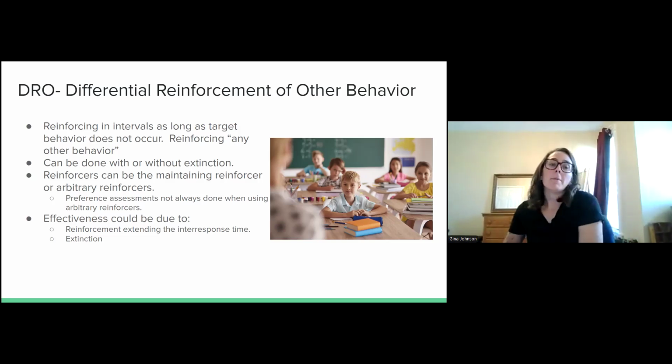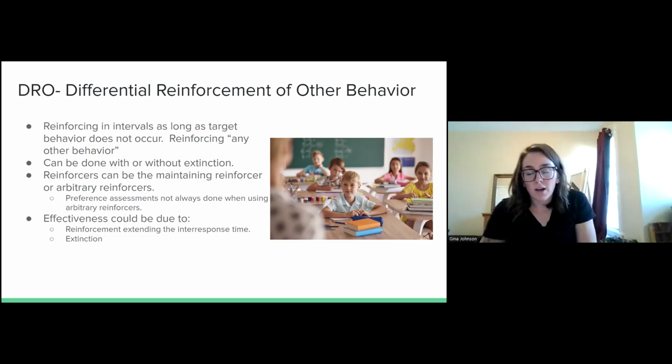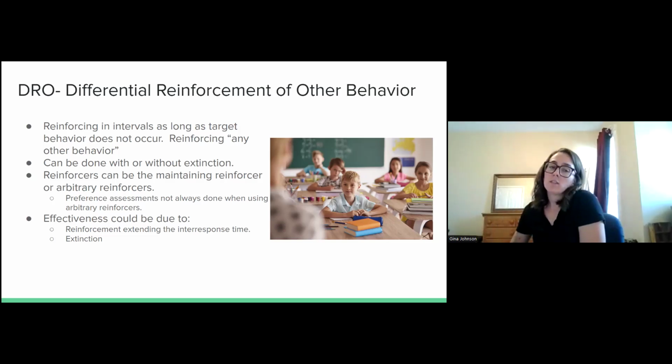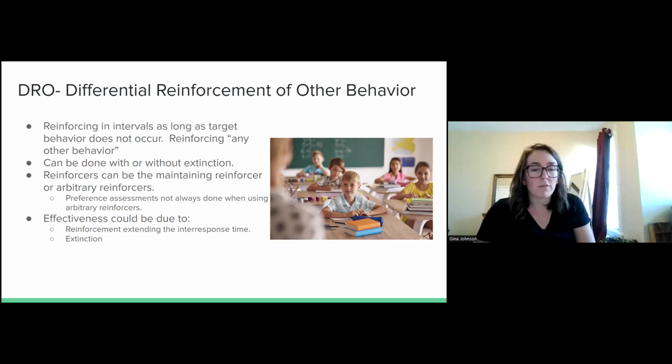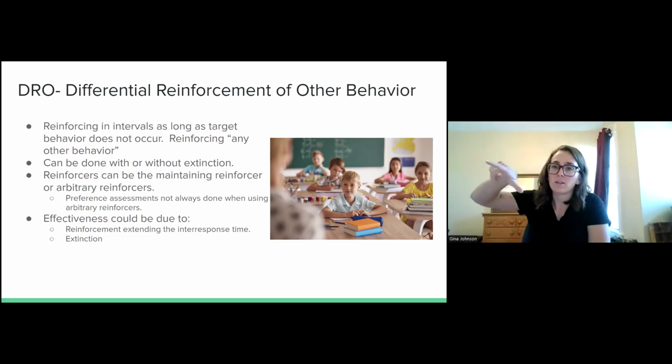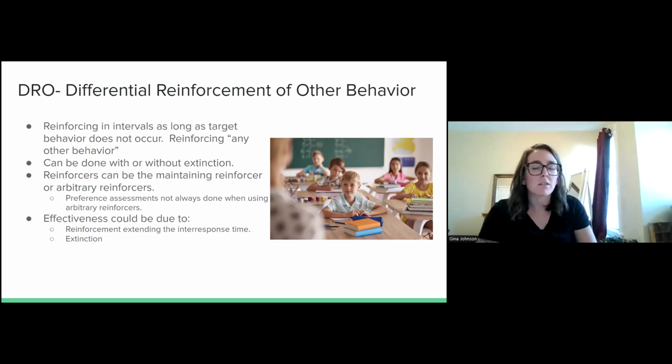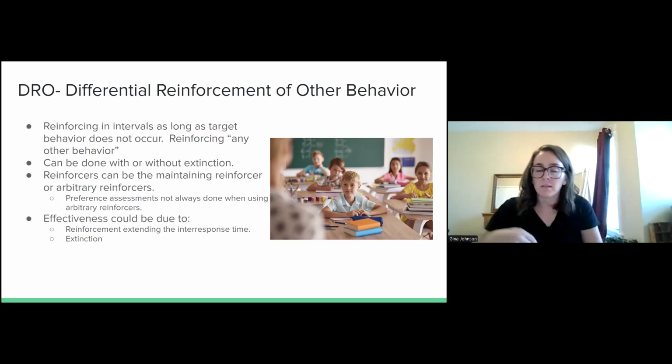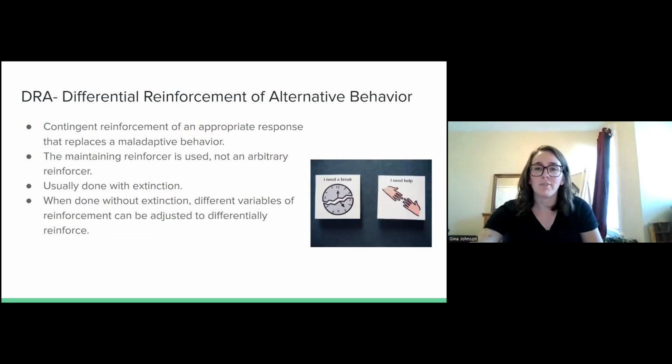Again, we have to make the choice of whether or not to use extinction. And the same thing, extinction could be part of the effectiveness of this procedure if it's being used. And then with reinforcement, you're reinforcing the increase of the inter-response time between the behaviors. So that reinforcement piece is the other part that seems to be functioning there. And then DRA, which is my favorite.